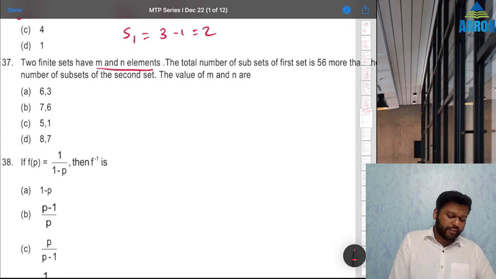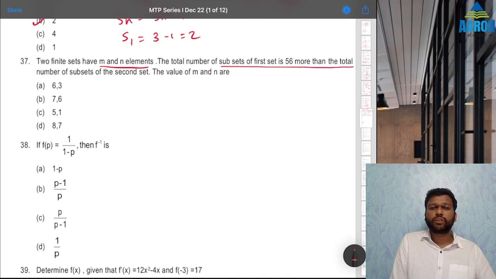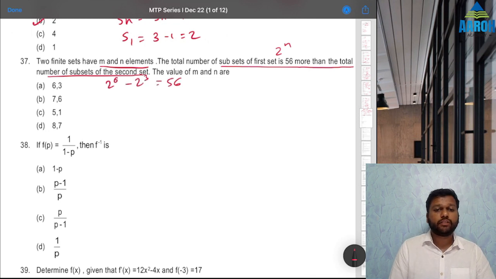Two finite sets have m and n elements. The total number of subsets of the first set is 56 more than the total number of subsets of the second set. The values of m and n are. Okay, now the sets questions have started. We have a direct formula for the number of subsets, right? The number of subsets is 2 raised to n. So let's check if 2 raised to 6 minus 2 raised to 3 is 56. 2 raised to 6 is 64, minus 8. Yes, so option A is the correct answer for question 37. No need to do anything else.